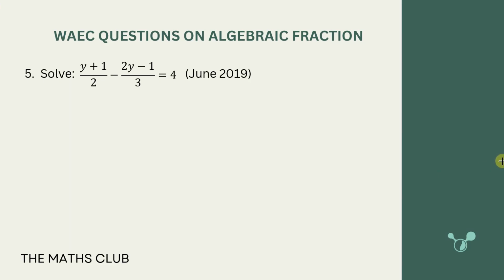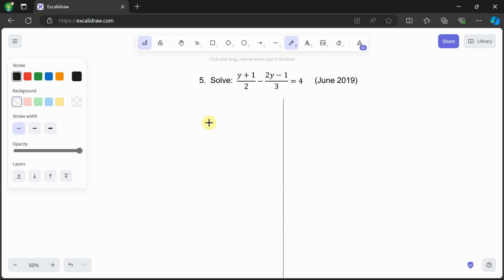As always, pause the video and try it out yourself. If you look at this, the LCM of 2 and 3 is 6. So 6 divided by 2 is 3 times y plus 1. That will be 3 open brackets y plus 1. Then minus 6 divided by 3 is 2, 2 times 2y minus 1. So that will be 2 open brackets 2y minus 1, equal to 4.